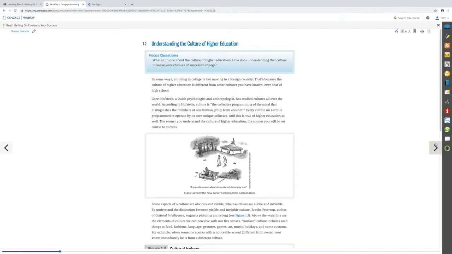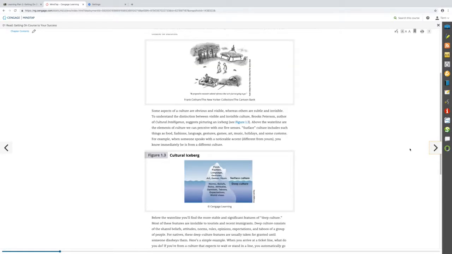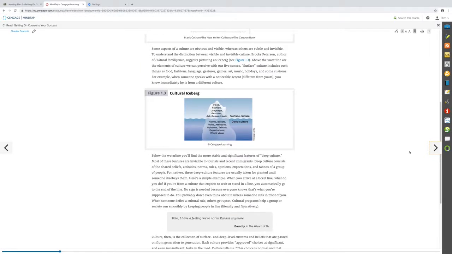Understanding the culture of higher education and the differences that are here. I love this example of the cultural iceberg and how you have the surface culture. These are things we see, but there's a lot of things that are happening that we don't really know about, and people have opinions and beliefs, and how do we navigate those things? So sometimes when we go to places, I feel like we're not in Kansas anymore.